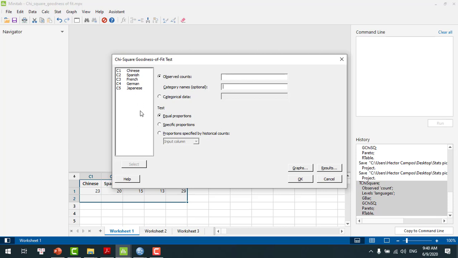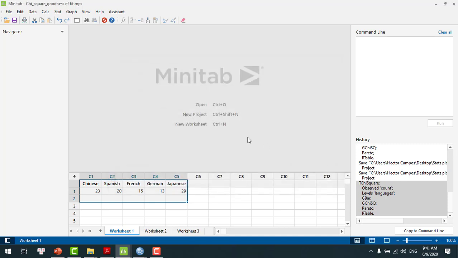Now, we don't have a variable with counts, because here all we have is just the number for all the languages. And then it's asking us for categories. These are all the categories. So notice what happens here then is that we have the data in the wrong way. Okay, so here we've presented the data horizontally. What we need to do is present the data vertically.